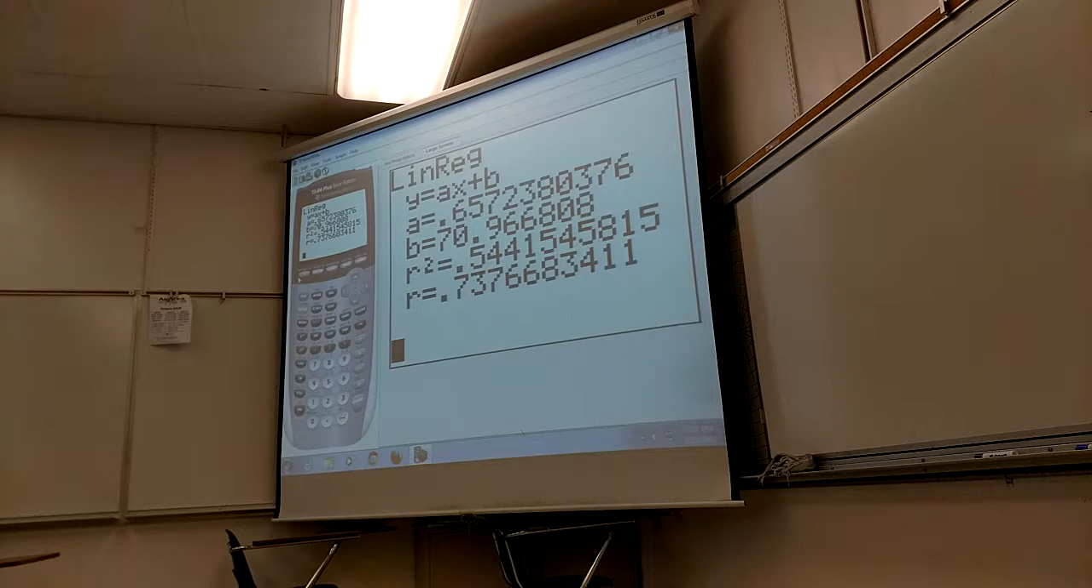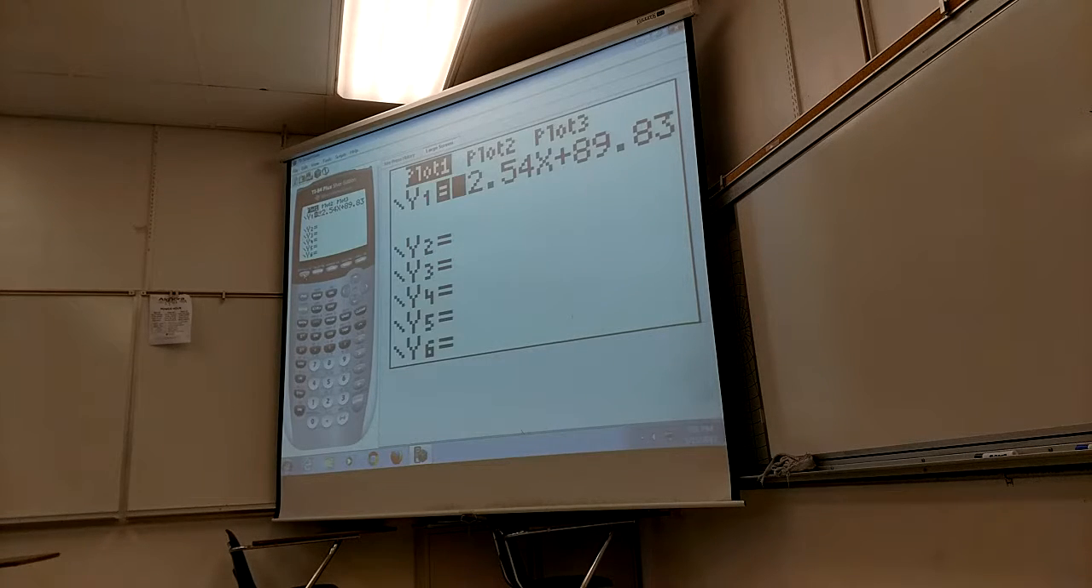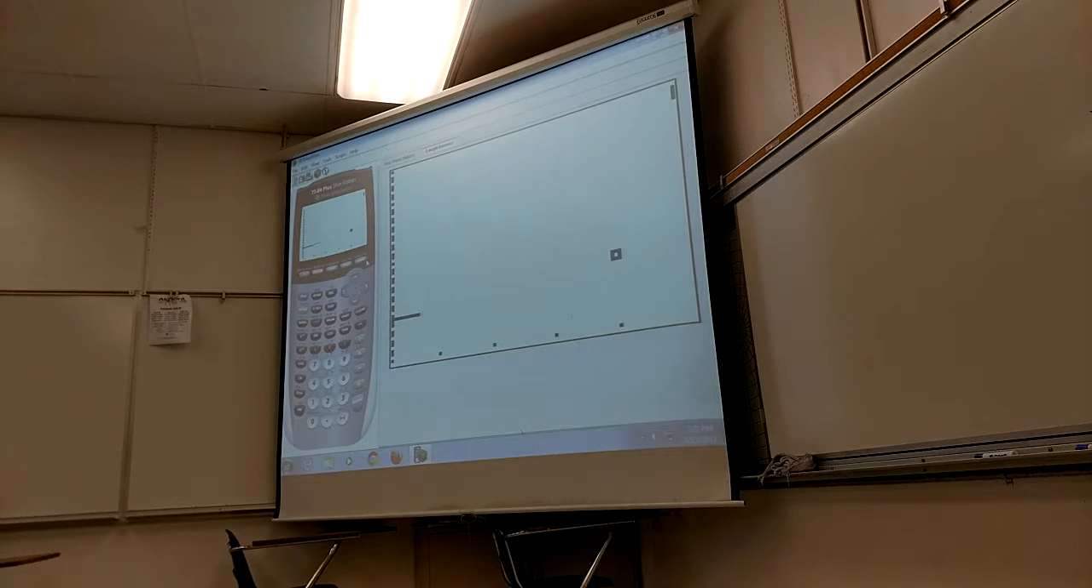Alright, so now if I go to y equals, I can kill this old line. It's no good. It's for the other data. And I can put the new line in at 0.66x plus 70.97. Now if I hit graph, I get nothing useful. I get one little point. I got a lot more points than that. I put a lot of stuff in there. So what did I forget?